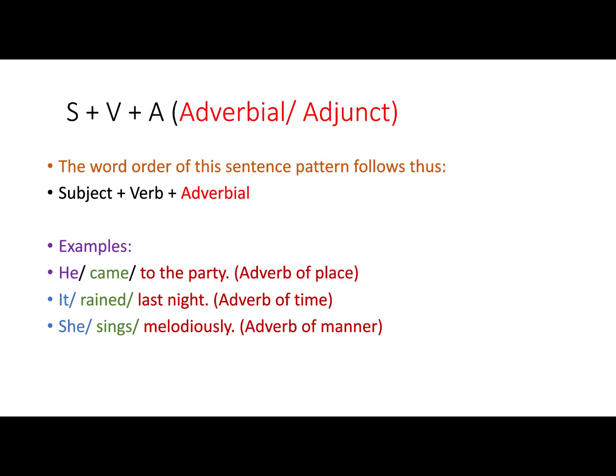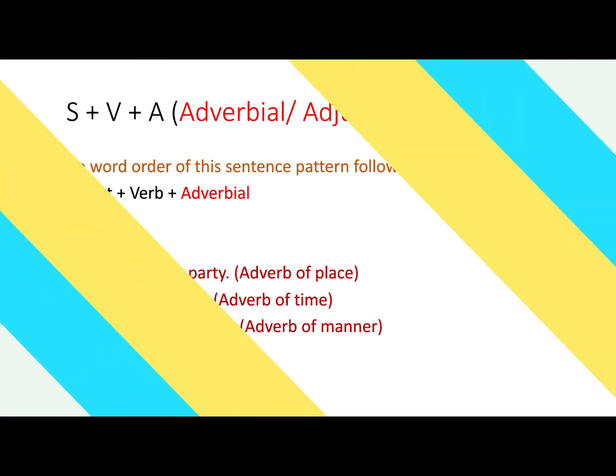As in the second sentence, it rained last night. It is the subject, rained is the verb, last night tells us about time of action. So it's an adverb or adverbial. The next example is she sings melodiously. The word melodiously here tells us about the manner. She sings how? Melodiously. All the 3 adverbials tell us about place, time and manner.